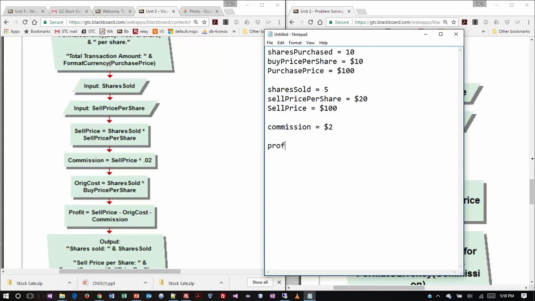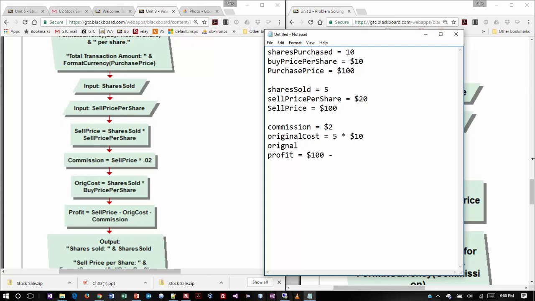And then profit is equal to basically $100, what we sold it for, minus our original cost. But we have to figure out original cost, right? Original cost was equal to the shares sold times the buy price per share. So in this case, it would be 5 times 10, right? I just want to make sure you guys are on board here.